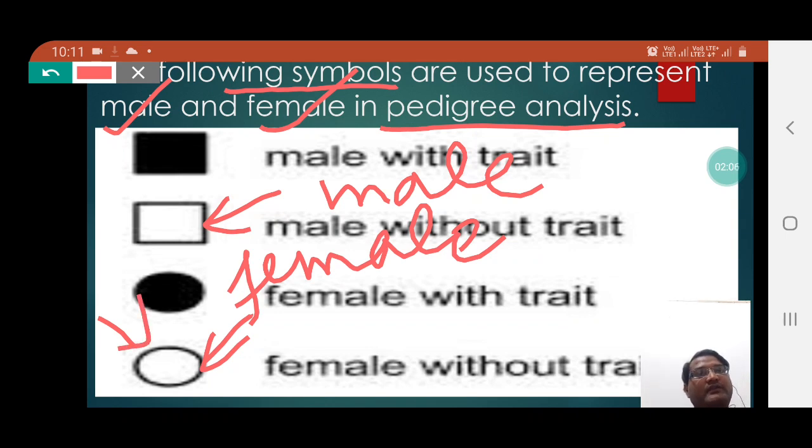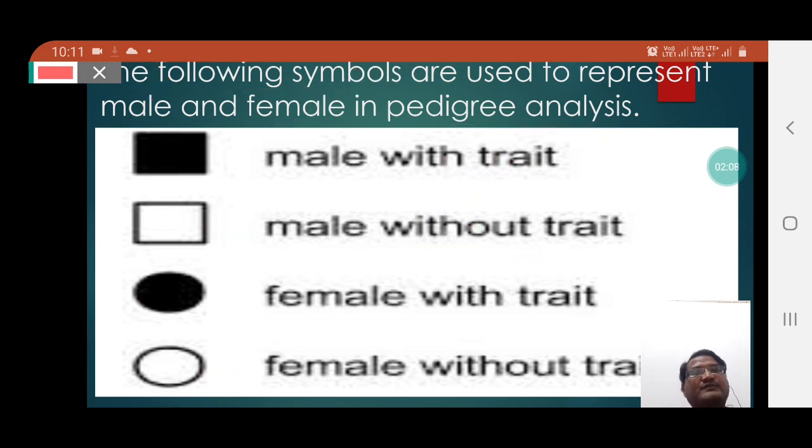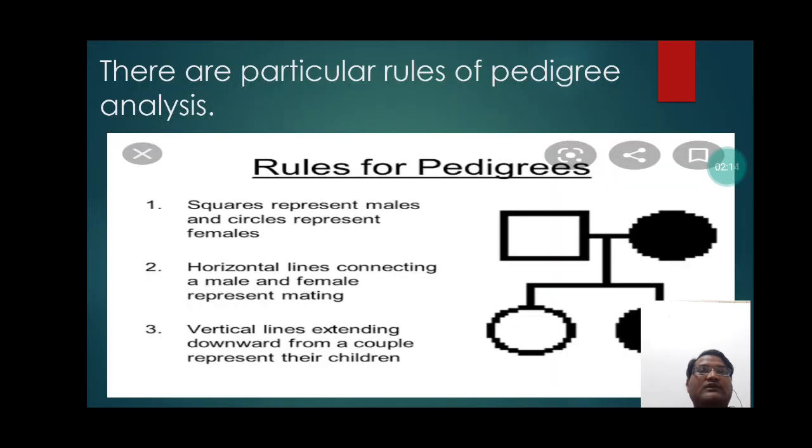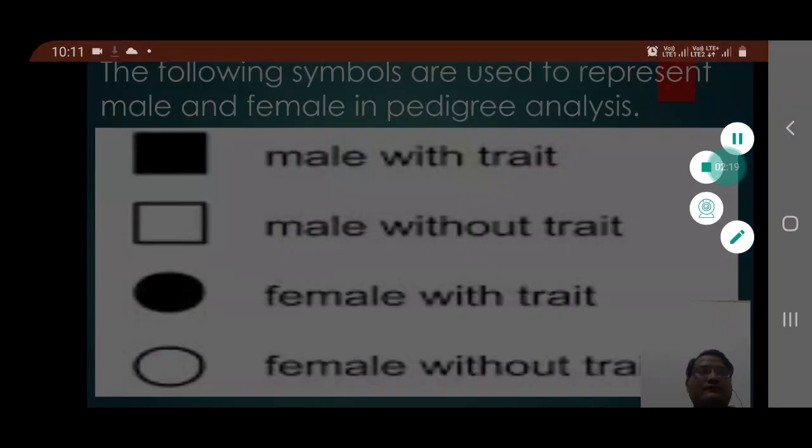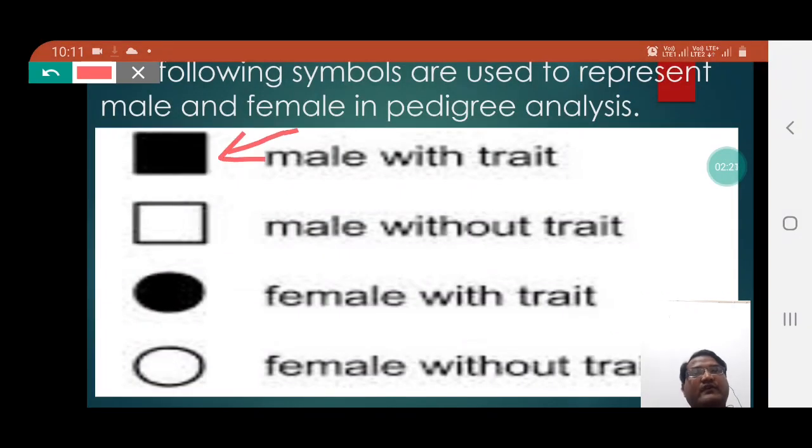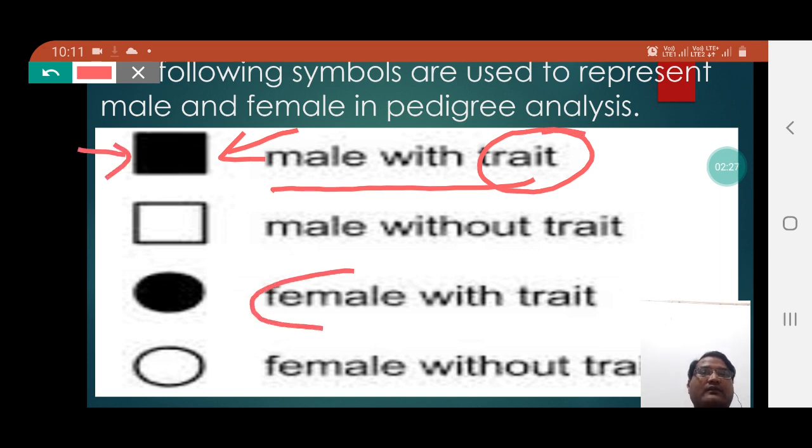And if the male is with a specific trait, then the square is shaded, which you can see here. So if the male is with a certain trait, then that is shaded, and if a female is with a certain trait, then that is also shaded.